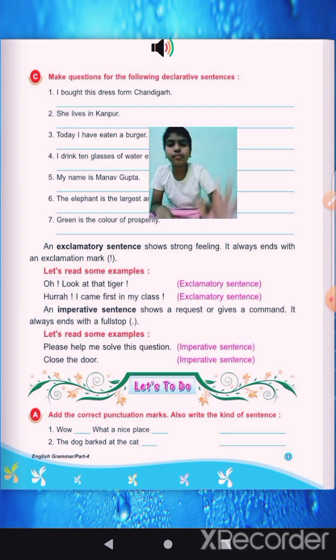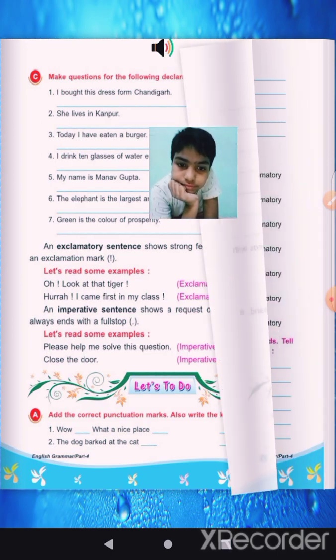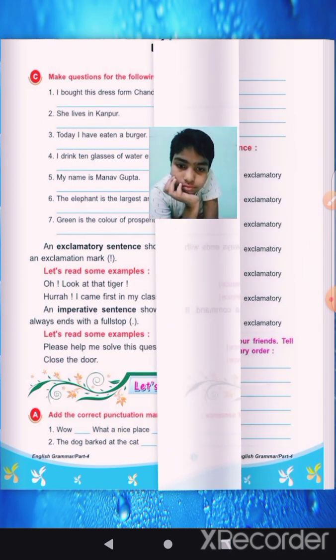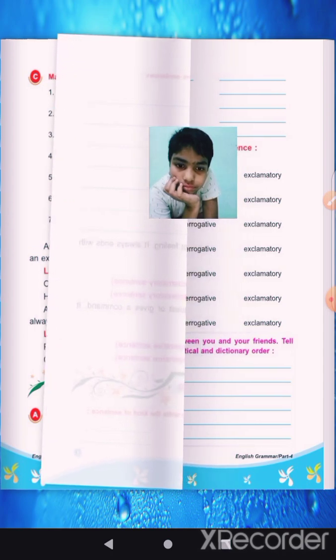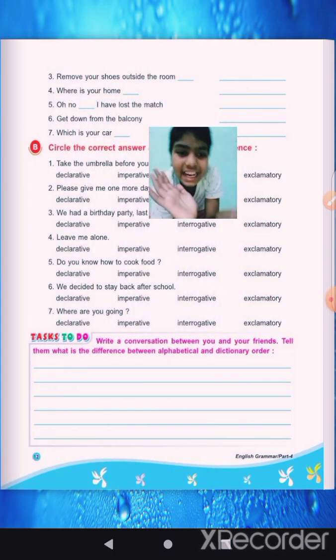An imperative sentence shows a request or gives a command. It always ends with a full stop. Let's read some examples. Please help me solve this question. Imperative sentence. Close the door. Imperative sentence. And that's how we have come to the end of the class.